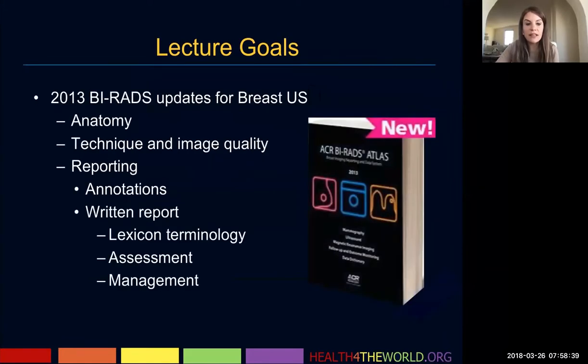So the goals of my lecture today are going to be reviewing the BI-RADS for breast ultrasound with a focus on the most recent updates. In 2013, the second edition for ultrasound BI-RADS was published. This was along with the fifth edition for mammography and the second edition for MRI. And today we're really going to focus on breast ultrasound, and we're going to start by reviewing things such as breast ultrasound anatomy, technique and image quality, and then we're going to focus on how to report and things to look for when you're performing a breast ultrasound.